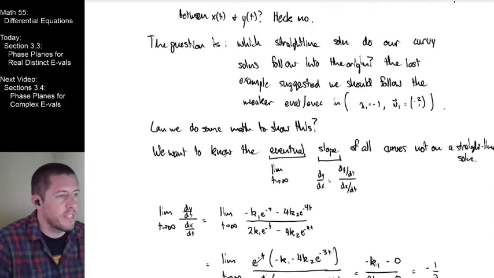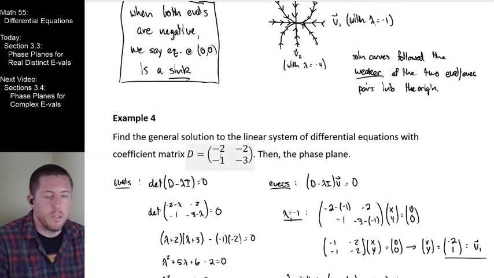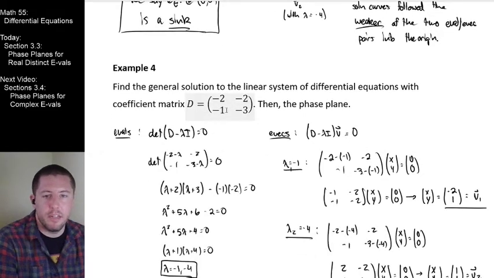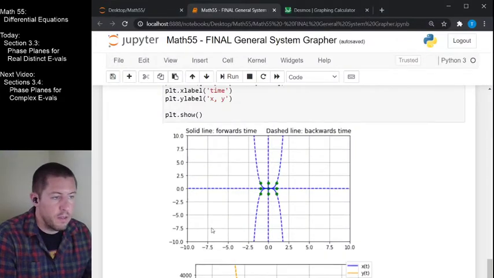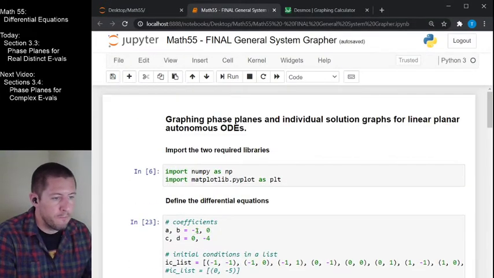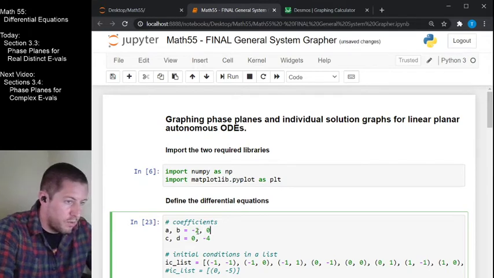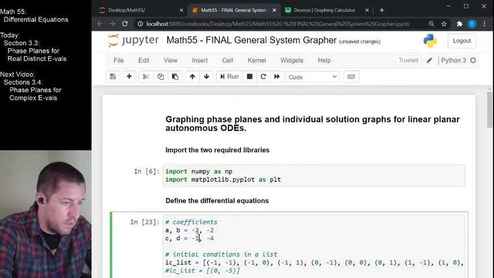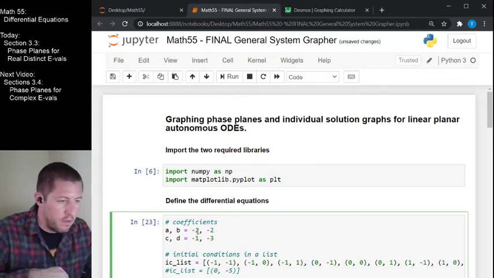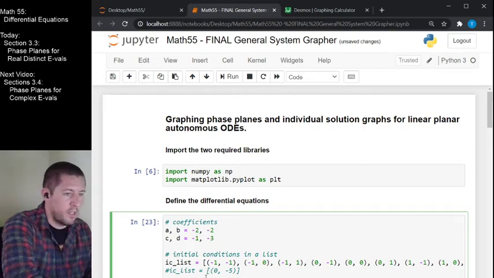So let's go ahead and throw this guy into Python right here. So what was our system? Negative 2, negative 2, negative 1, negative 3. Let's go ahead and do it. I'm going to keep all those initial conditions, so I think I'm going to just run.